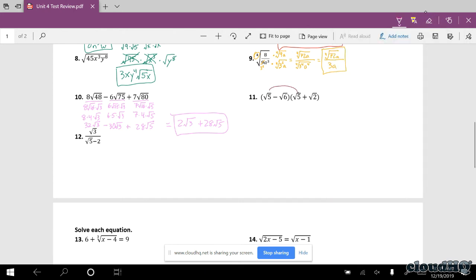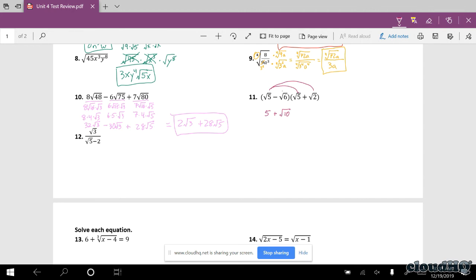Number 11, we have to FOIL. Let's do the first part. Square root of 5 times square root of 5 is just 5. Or you could have thought of it as square root of 25. That becomes 5. Then 5 times square root of 2. Sorry, square root of 5 times square root of 2 is square root of 10.